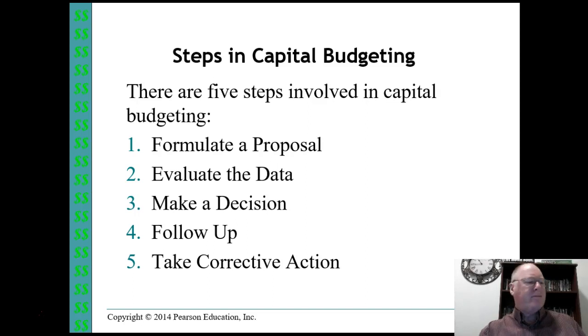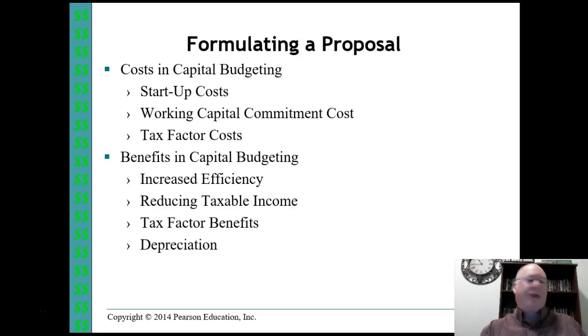So let's look briefly at some of the component pieces of step number 1, formulating a proposal. First of all, you're going to pull together what the costs are in your capital budgeting. This will include your startup costs, your working capital commitment costs, your tax factor costs. Understanding all of those pieces flow into the individual component pieces that you're going to determine whether you want to implement and be a part of your business plan in the future.